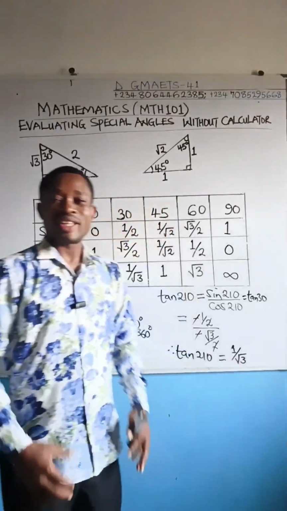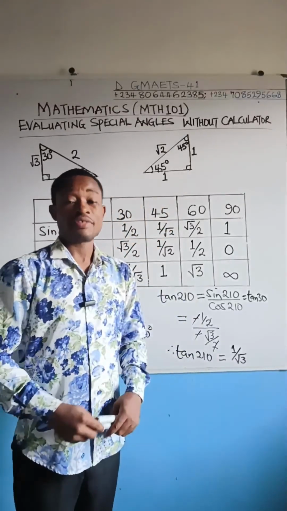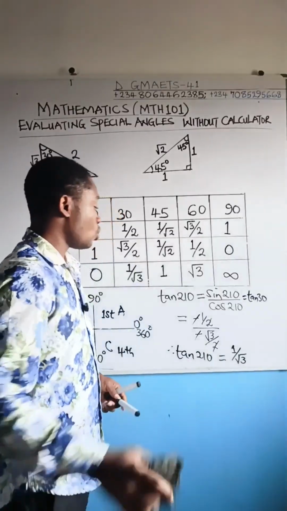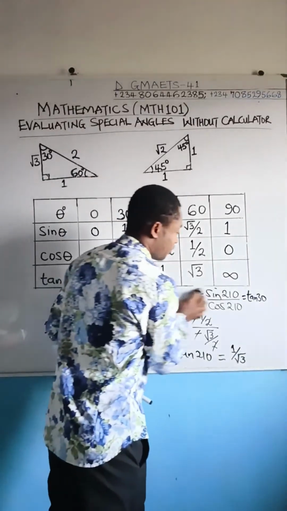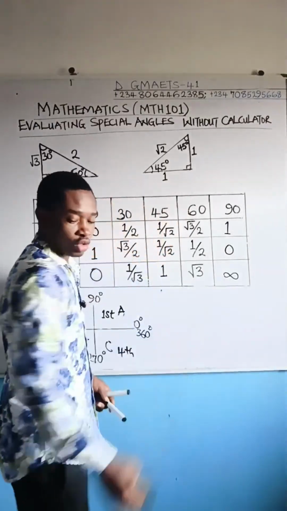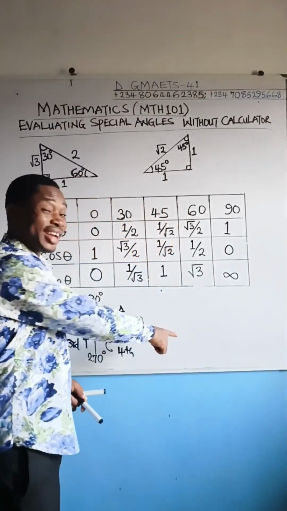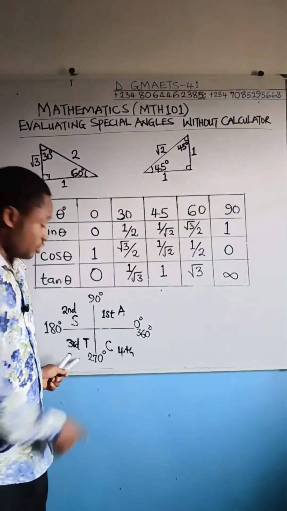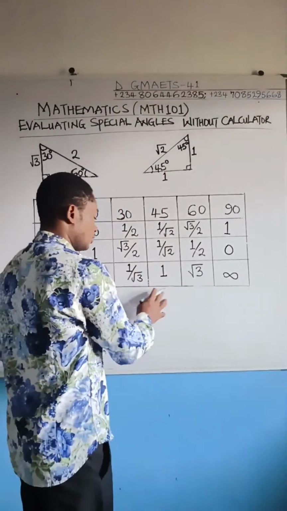What is the next special angle after 210? After 210, you meet 225. So let us evaluate sine, cos, and tan of 225. Remember that tan 210 is positive because that is in the third quadrant where tan is positive.